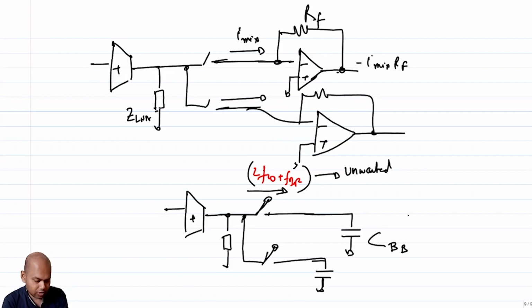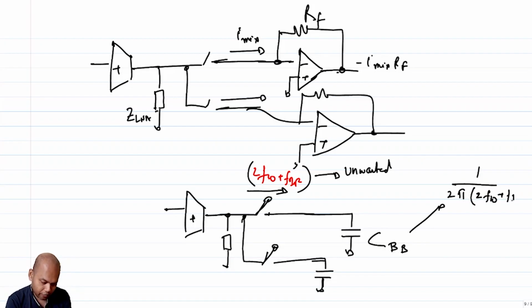So when this current flows into CBB, what is the impedance that it is going to see? CBB will give an impedance of 1 by 2 pi times (2FLO plus FIF). I'll just ignore FIF because FIF is much lesser than 2FLO. So it is 1 by 2 pi times 2FLO times CBB, right?